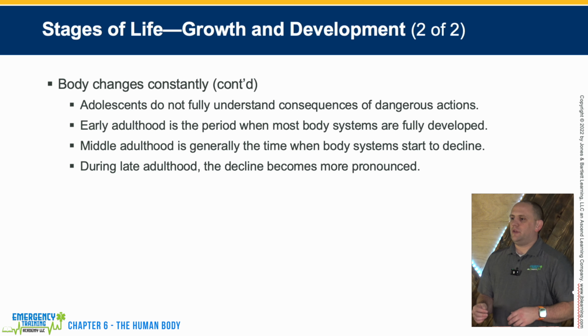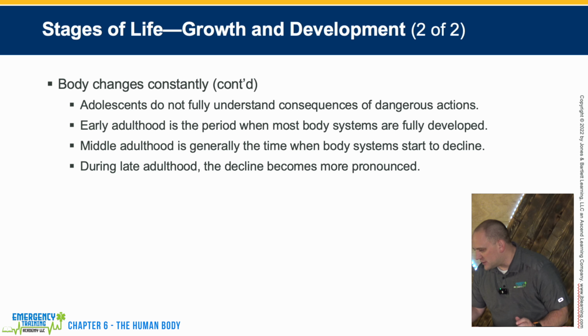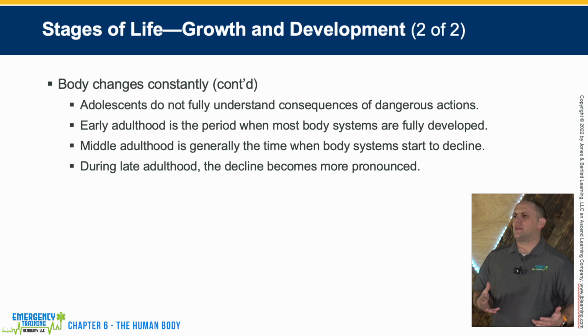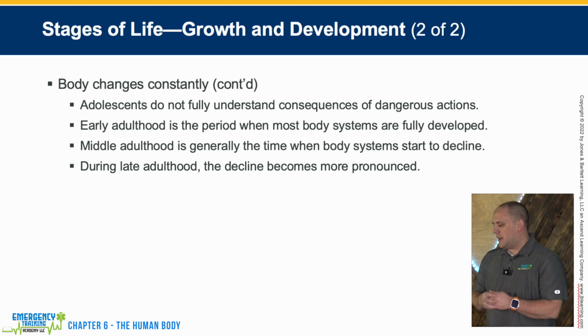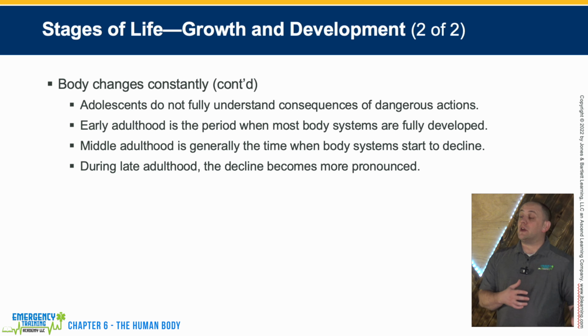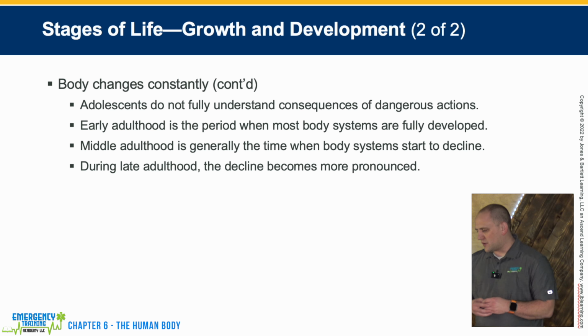Moving out of our school aged and younger years, we start to have adolescence, and in these teenage years, people don't really understand consequences of their actions. So adolescents, we're looking at our 13 to 18 year olds. They see themselves as invincible, and this can lead to problems as they're starting to learn how to drive. They're inexperienced, they're risk taking, and so we start to see vehicle accidents with young drivers.